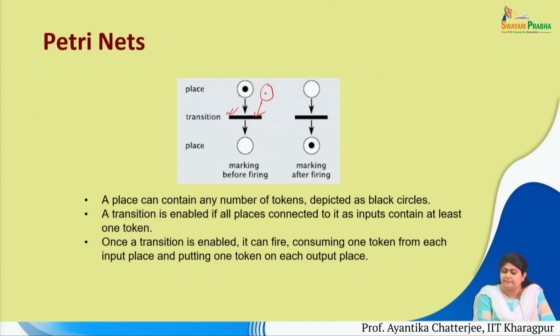Okay. So, a place can contain any number of tokens, depicted as black circles. Only a single one is shown here, but it may happen that multiple tokens are present. A transition is enabled if all places connected to it as inputs contain at least one token. Once a transition is enabled, it can fire, and the output tokens will get generated and placed in these output places.